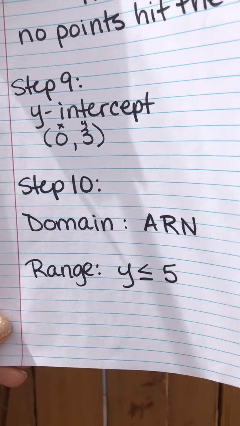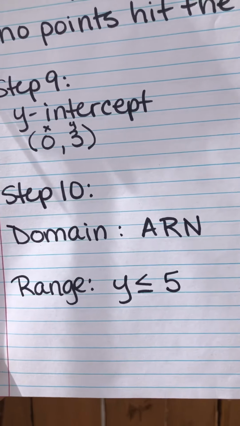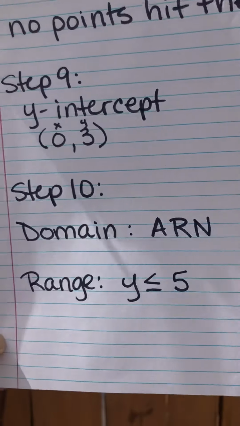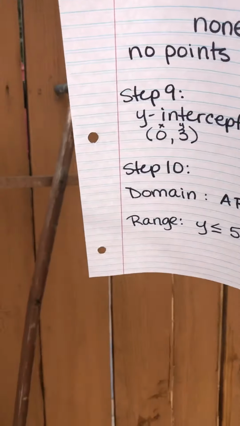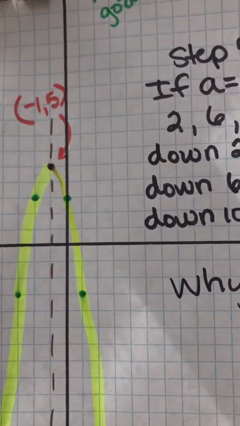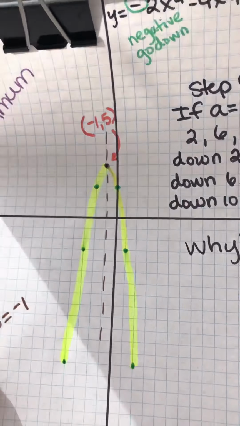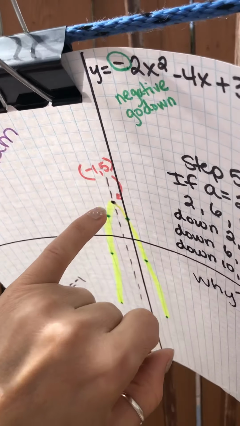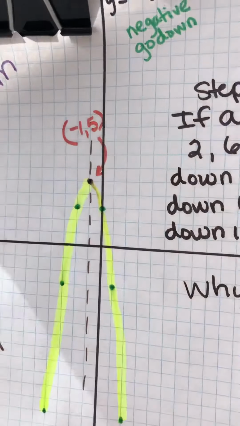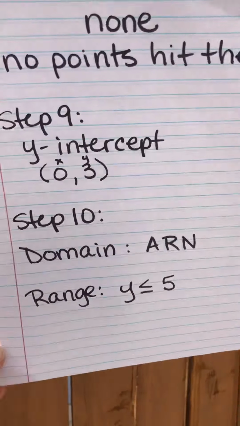Step 10, your domain is all real numbers and your range is y is less than or equal to 5. Okay, 5 is your y. We have a maximum vertex, so y is going down, so it is less than or equal to 5.